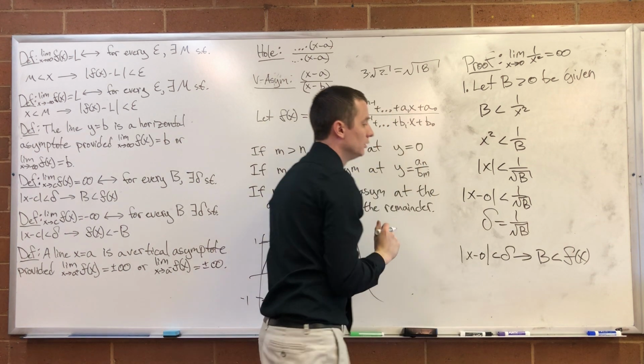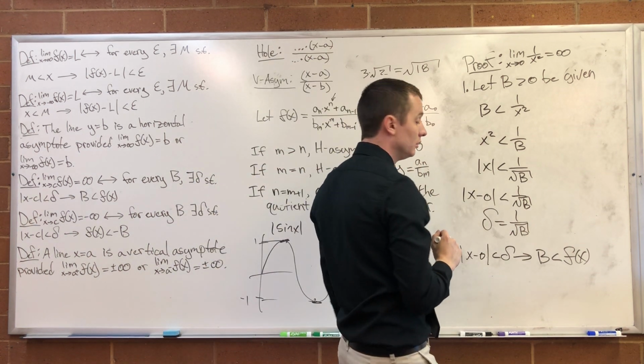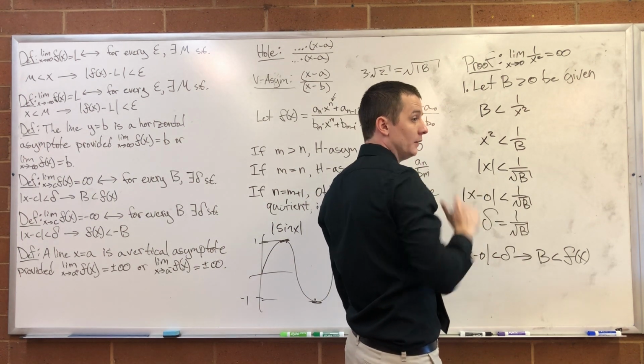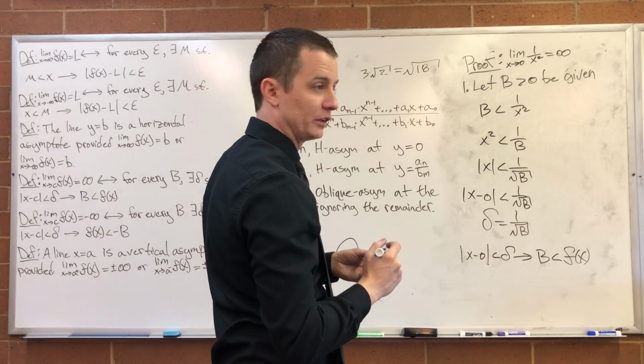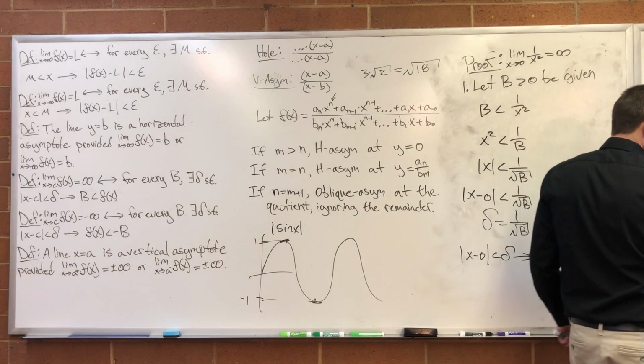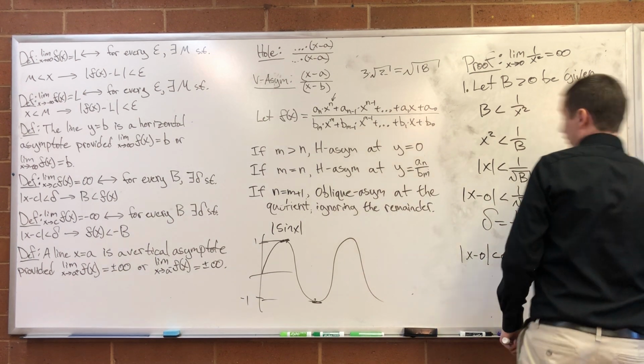Why did you only root b, not the 1 over b? What's the square root of 1? Oh. Any other questions? So that's how you prove it. And then the definition of a vertical asymptote.